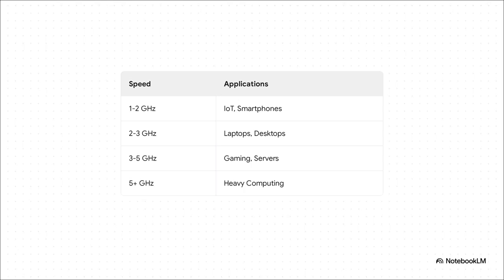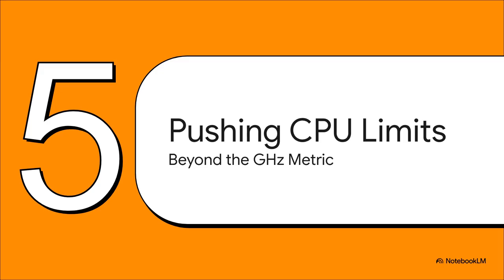What's really interesting is how these speeds map directly onto your daily life. A 1 to 2 gigahertz processor is super common in low-power devices like smart home tech or just basic web browsing on a phone. 2 to 3 gigahertz, that's the sweet spot for normal laptops doing standard office work and light multitasking. But if you're gaming, doing heavy video editing, or running servers, you're going to want to look for that 3 to 5 gigahertz range. And anything 5 gigahertz or higher is usually specialized hardware or overclocked CPUs meant for heavy scientific rendering or extreme enthusiast gaming.